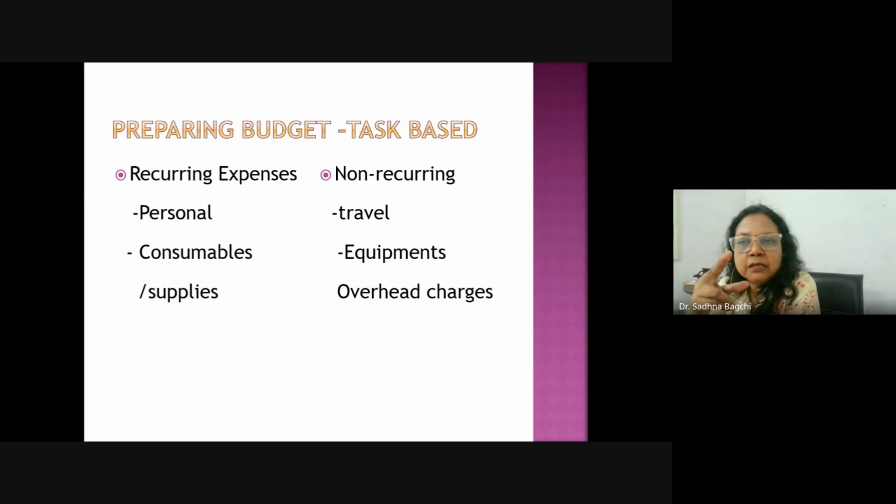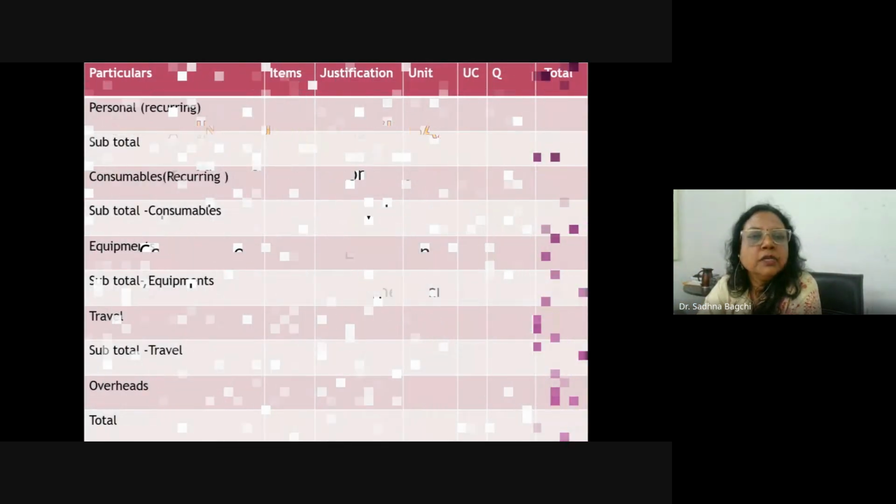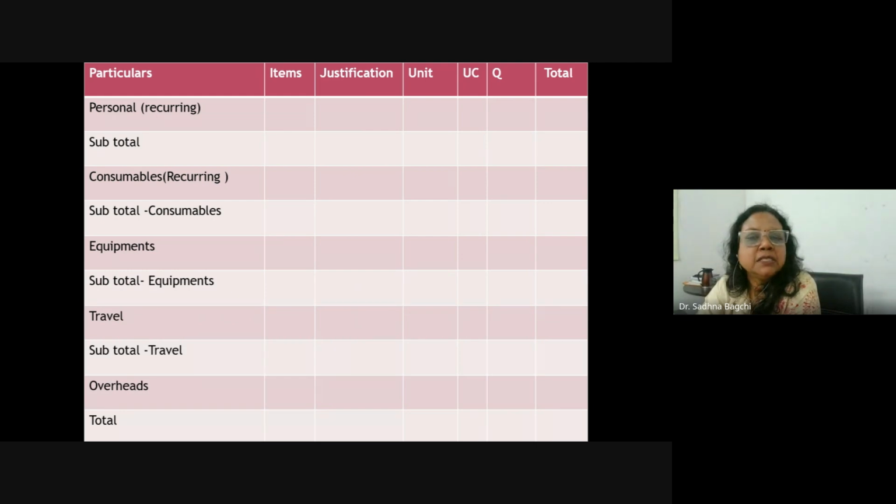Within the 1.5 years, some expenses are recurring, meaning they happen regularly. Some are personnel, consumables, or you can say supplies. The non-recurring ones are traveling expenses, equipment, and overhead charges. Budgets are in this manner only. Basically, this is the budget for personnel, which is recurring. Here you have to show the items, their justification, their unit, how many units are required, that is unit cost, quantity, and then total. These are the columns you have to take.